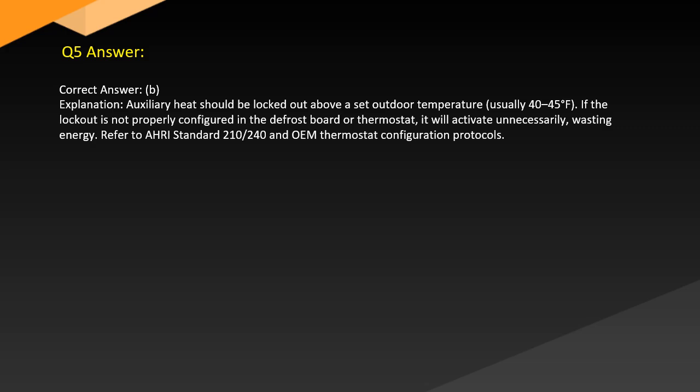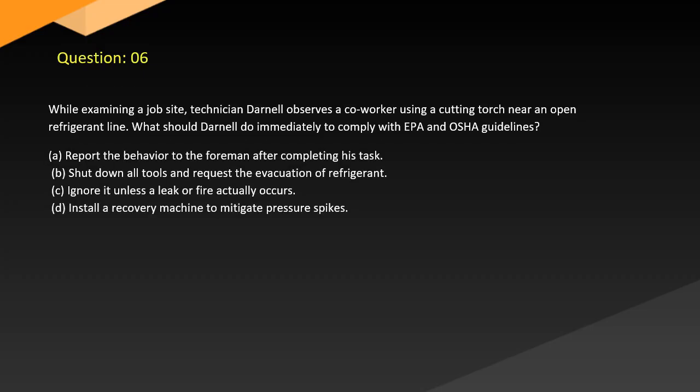Answer. Correct answer, B. Explanation. Auxiliary heat should be locked out above a set outdoor temperature, usually 40 to 45 degrees. If the lockout is not properly configured in the defrost board or thermostat, it will activate unnecessarily, wasting energy. Refer to AHRI Standard 210/240 and OEM thermostat configuration protocols.